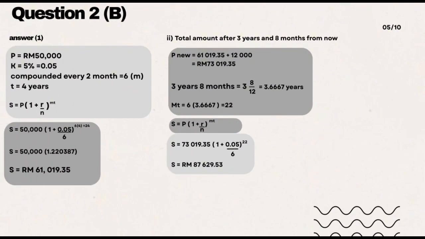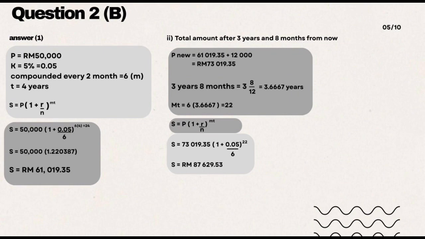So for question 2B, the question states that Isma invested RM 50,000 in a financial scheme that pays 5% interest compounded every month. First, we identify the given information. P is RM 50,000. The interest rate R is 5%, which is 0.05, and it is compounded every month, so there are 6 compounding periods per year. The time T is 4 years.